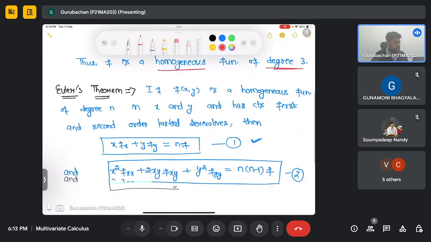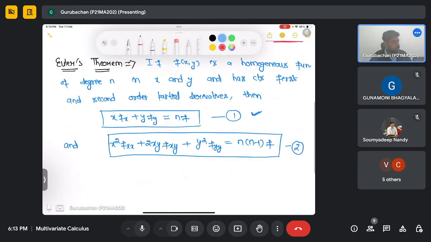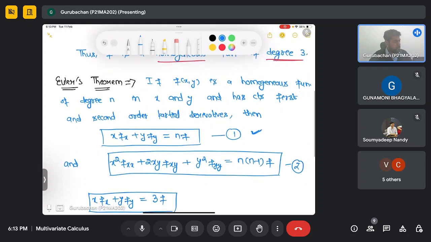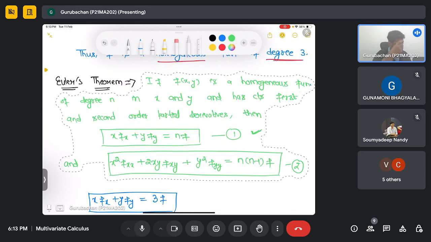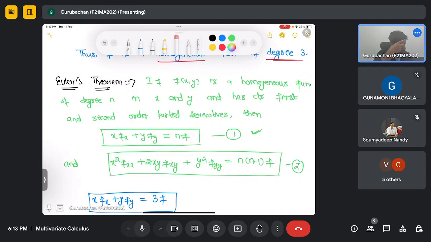So from Euler's theorem, we can say that x times fx plus y times fy. Since the degree is 3, that means the value of n will be 3. So it will come out to be 3 times f. Let me mention this theorem with a different color so that it reflects that it is different from this question.